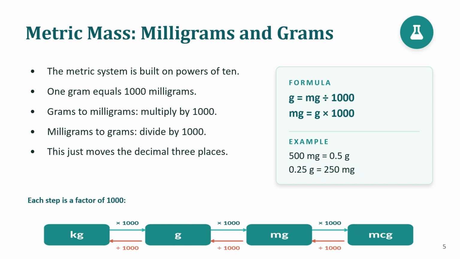One safety note that we will return to: because these conversions hinge on the decimal point, a misplaced decimal changes the amount by a factor of 10 or more, so always double check decimal placement and always write a 0 before a leading decimal point, like 0.5, not just .5.